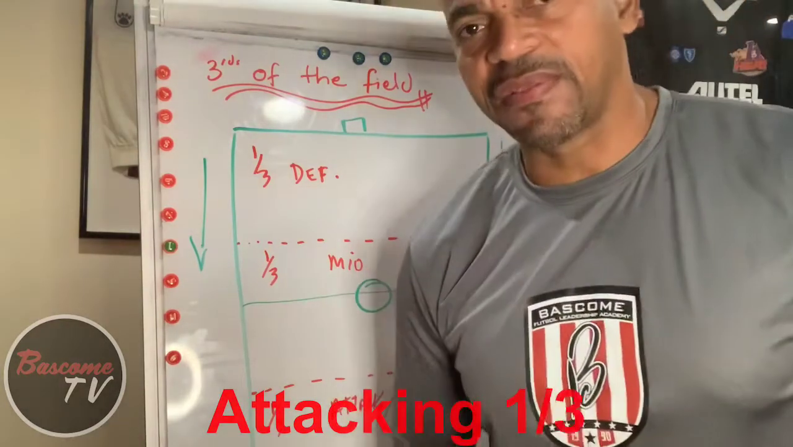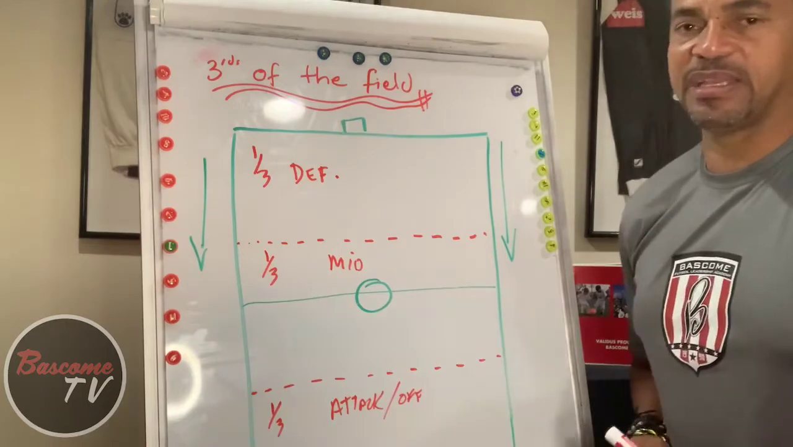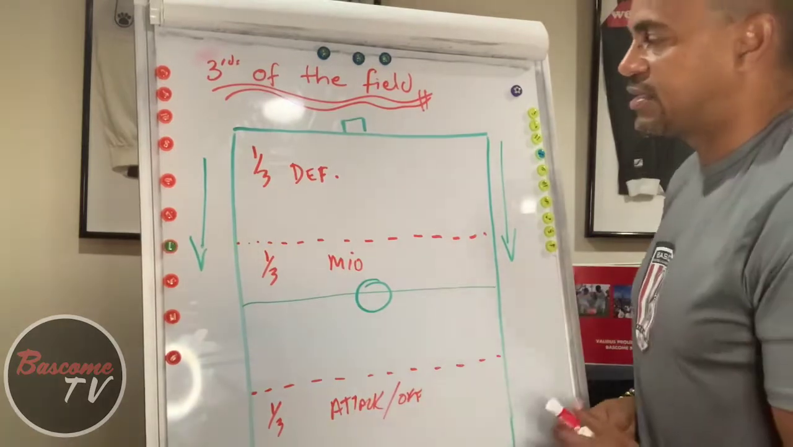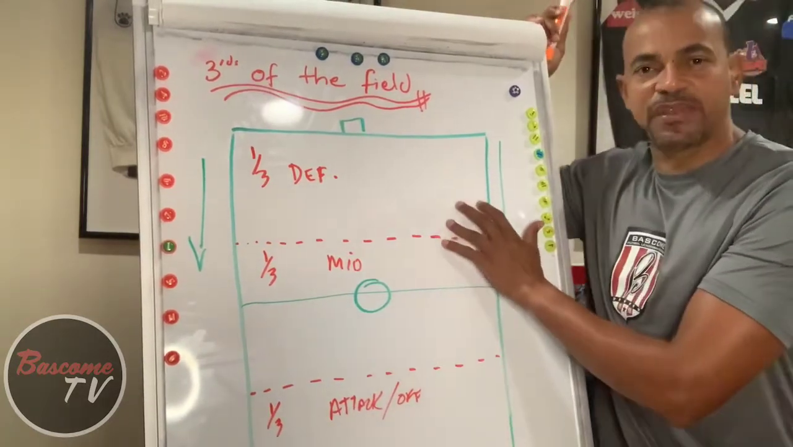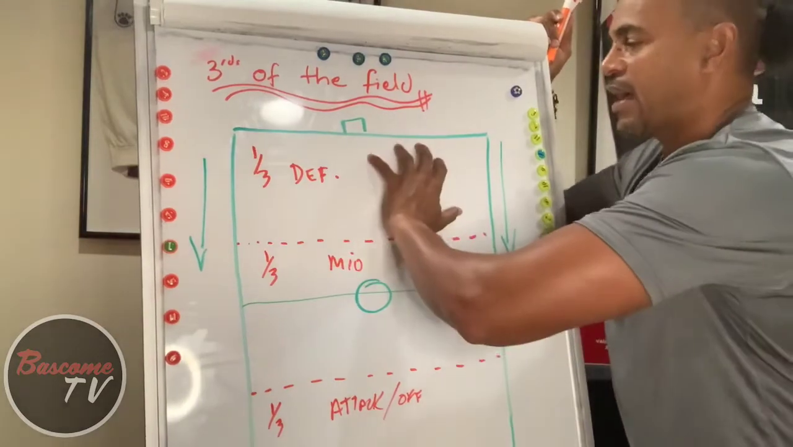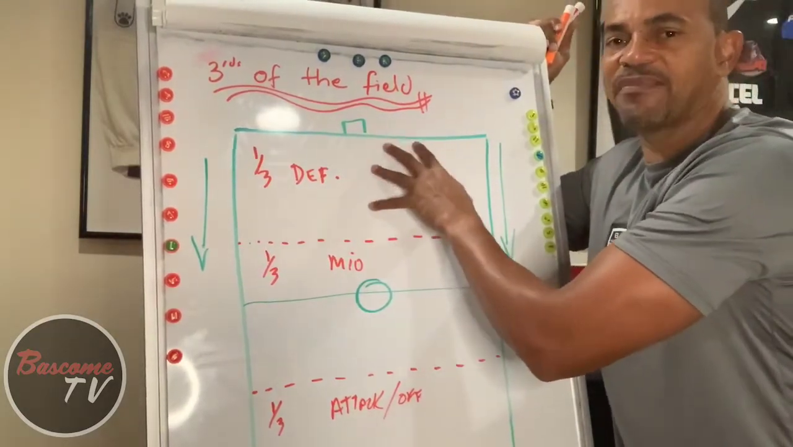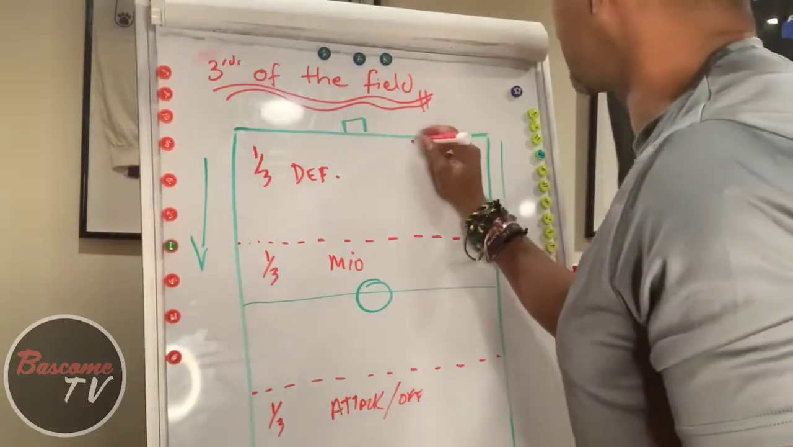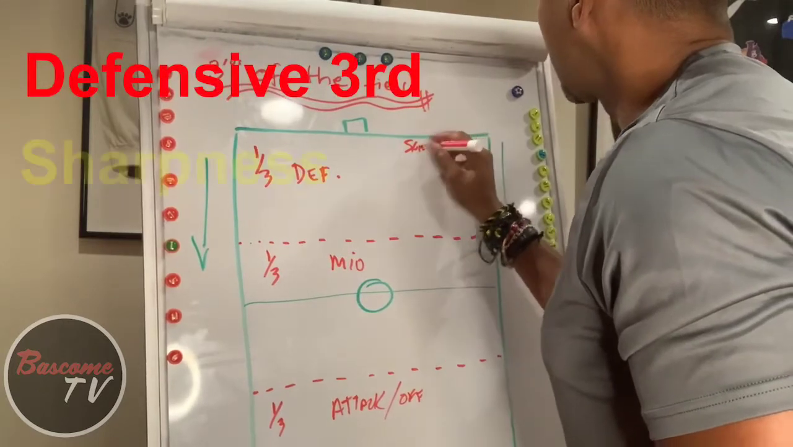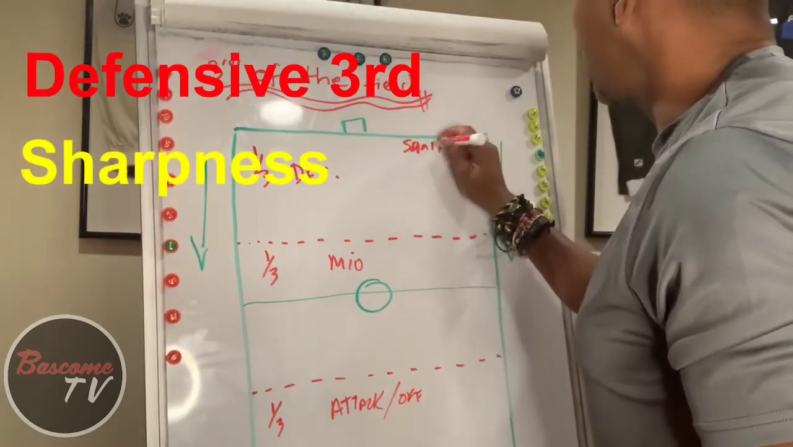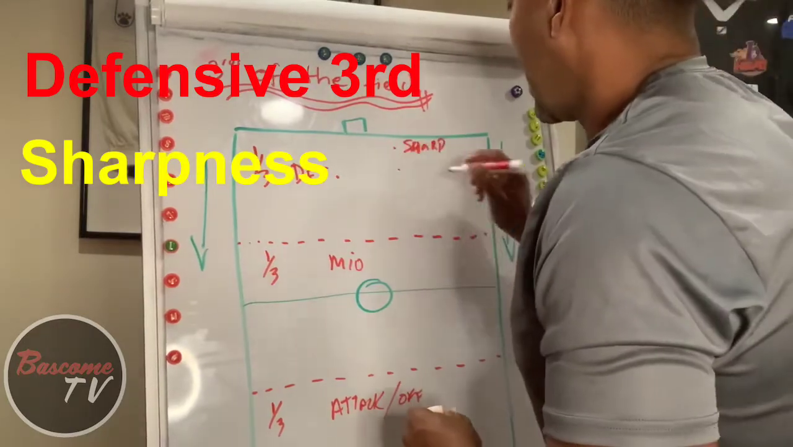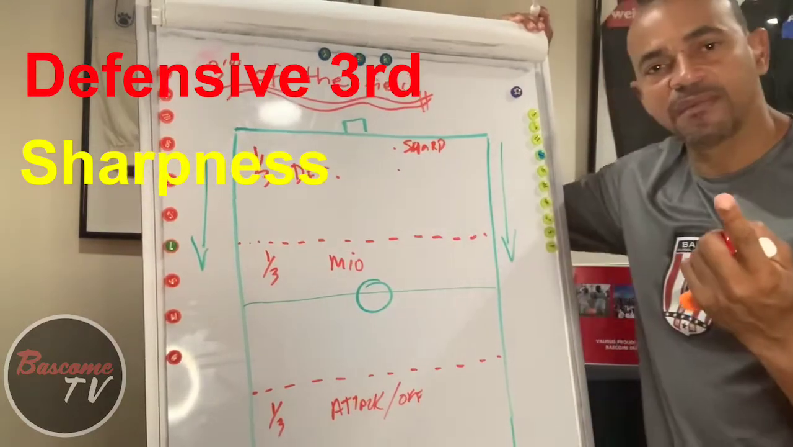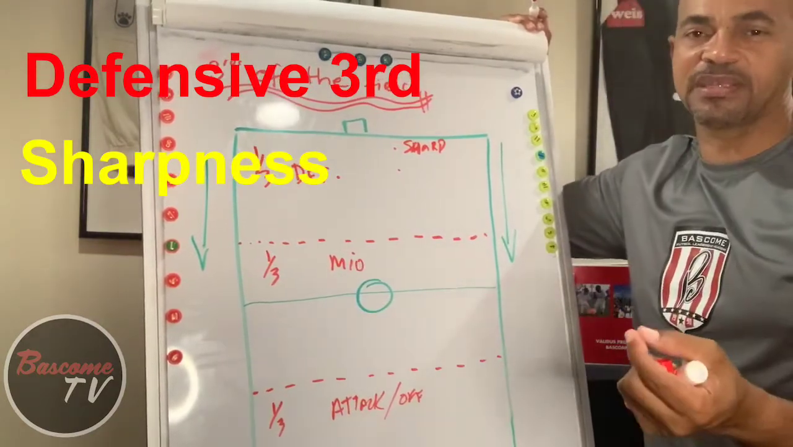Now, here's the other thing. What happens, my players, in these thirds, okay? In each third, there's a different mindset shift. If I'm playing in the defensive third, I have to still play sharp, okay? So I'm still playing sharp in this area. I have to play sharp. Write this down: sharpness, okay? But now I have to make sure that I am patient and I do not make mistakes, okay?